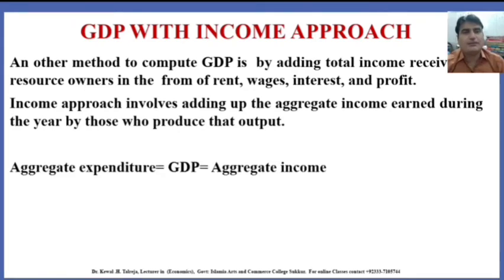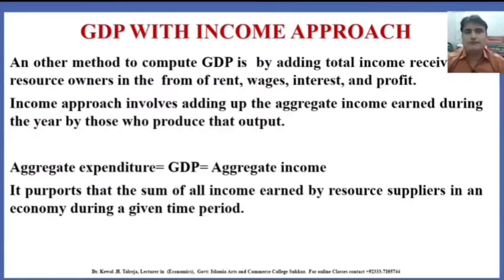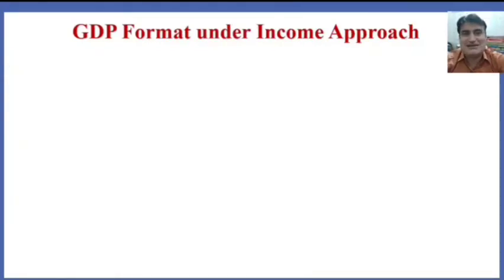output. Aggregate expenditure is equal to GDP and GDP is equal to aggregate income. So it purports that GDP is the sum of all income earned by the resource suppliers in an economy during a given time period. What is the GDP formula under the income approach?